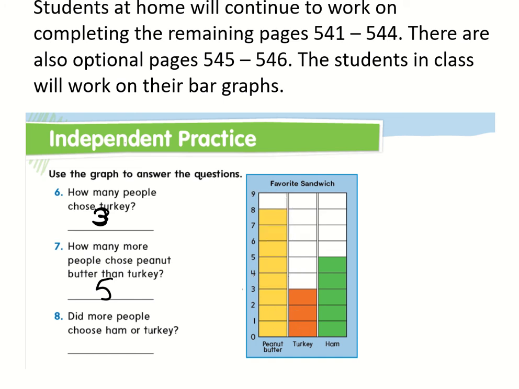And then the last question we have here, boys and girls, is did more people choose ham or turkey? So by looking at our data that we collected on our bar graph, we have to look at either turkey or ham. And it looks like ham definitely has more boxes filled in, because turkey only had 3 votes, while ham had 5 votes. So that means our answer here is going to be ham.